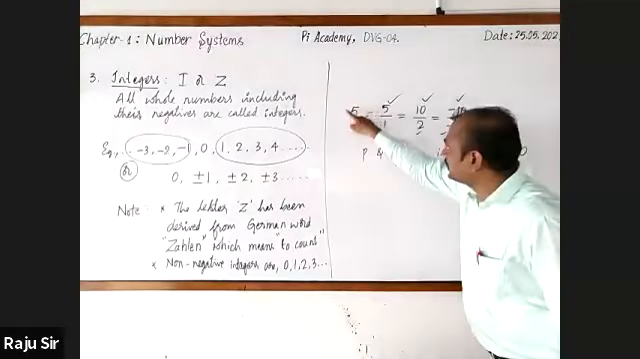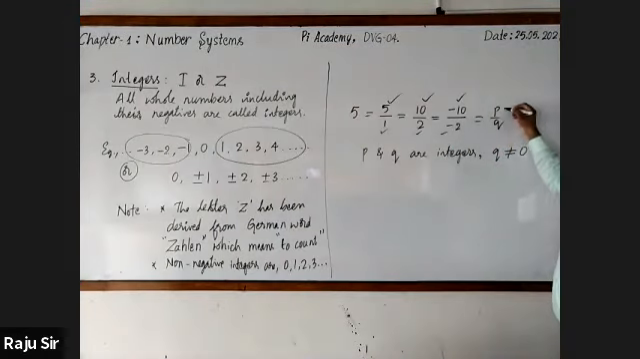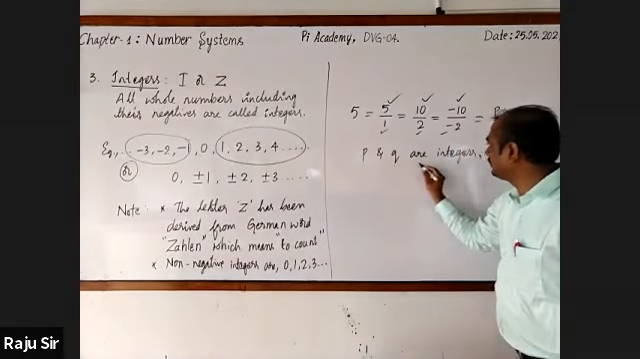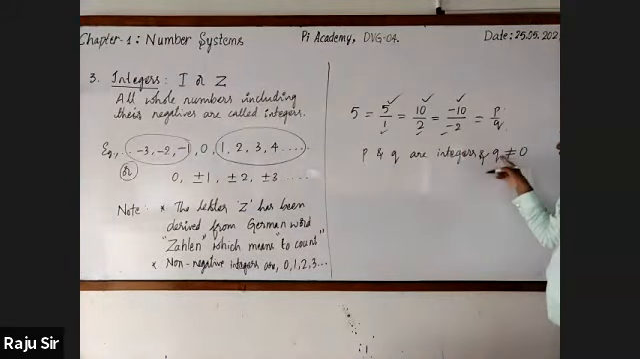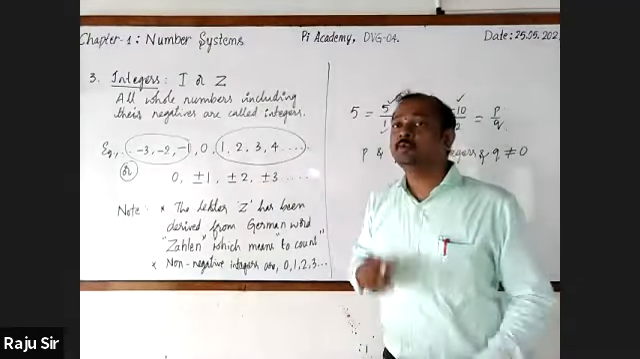Observe, this is the number which has been written in the form P by Q, where P and Q are integers and Q is not equal to 0. Then what do you call such a number? Rational numbers.